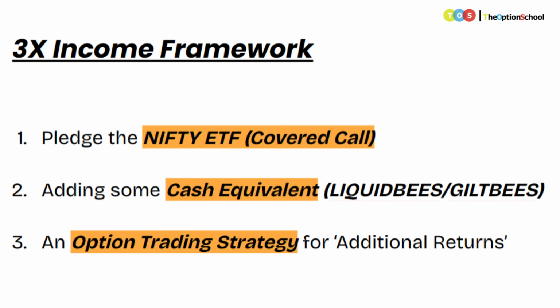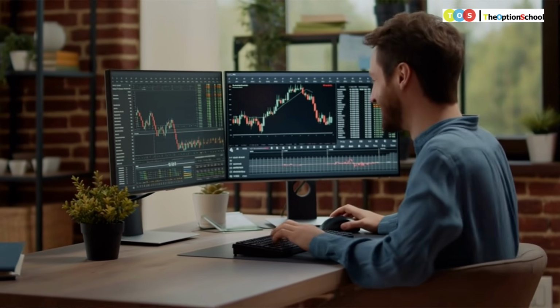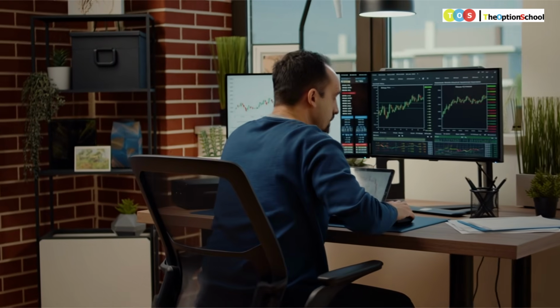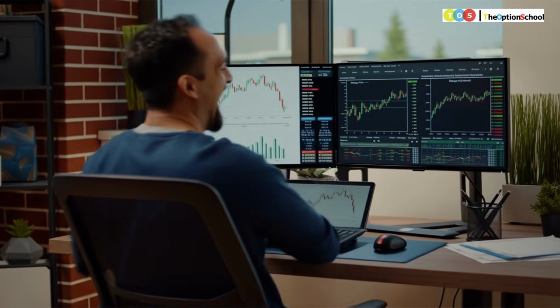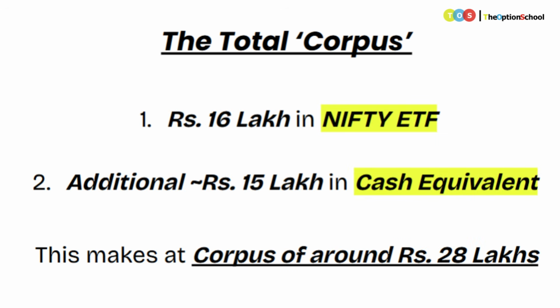And that is in case you really want to make a higher return. If you are happy with the covered call return, which definitely can be 12 to 15%, then it's okay. No need to pledge anything, no need to add any cash or cash equivalent. But if you want to properly utilize your funds, then obviously add some cash equivalent, get interest on that, and now you have a corpus. Let us say you have invested 16 lakh rupees plus another 13-14 lakh rupees in cash equivalent. So you have a corpus of 27-28 lakh rupees after haircut.